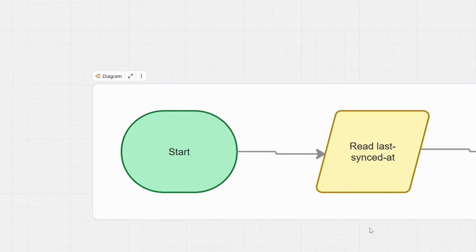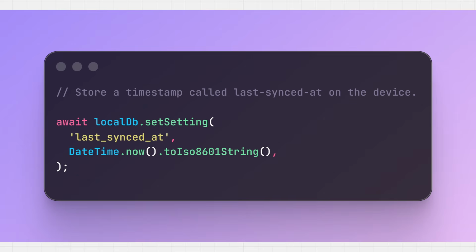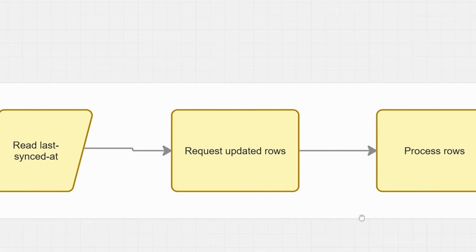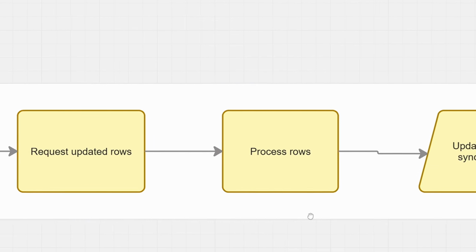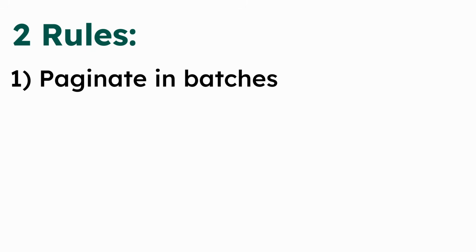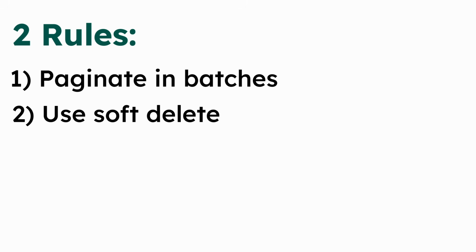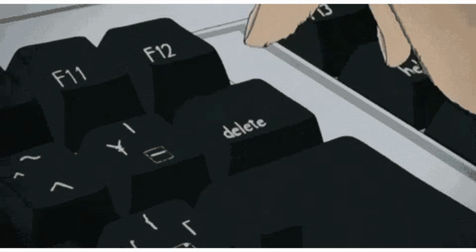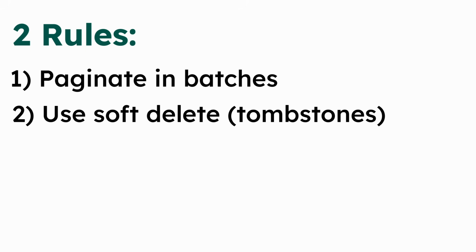Now let's talk about getting changes back from the server. The simplest approach is watermark sync. You store a timestamp called lastSyncAt on the device. Then you ask the server only for rows where updatedAt is newer than that watermark. You process them, update the watermark, and you are done. But there are two rules people forget. First, paginate in batches. Don't pull 10,000 rows in one request. Second, use soft deletes, tombstones. If you hard delete on the server, the deletion never propagates to offline devices. They will keep showing deleted data forever.